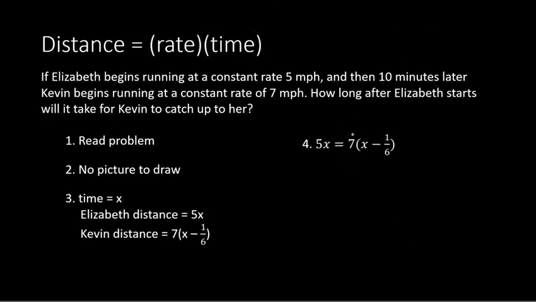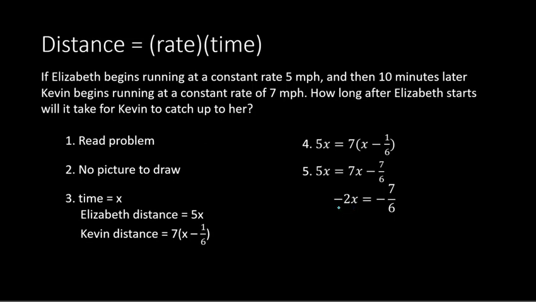So we can begin by distributing the 7 to both terms. We get 7x minus 7/6. And then we can solve by subtracting 7x from both sides to bring it over here to the left. So we have 5x minus 7x, which gives you negative 2x.